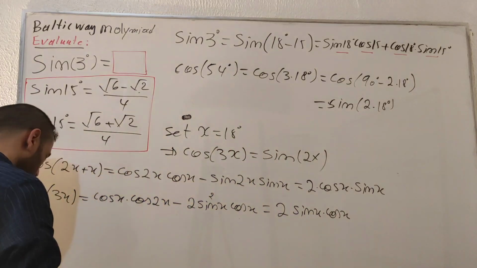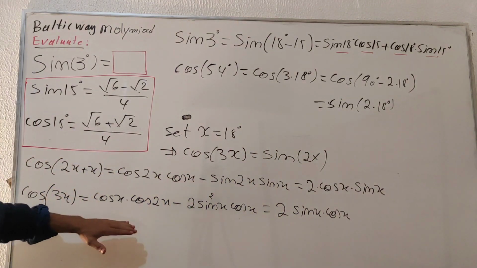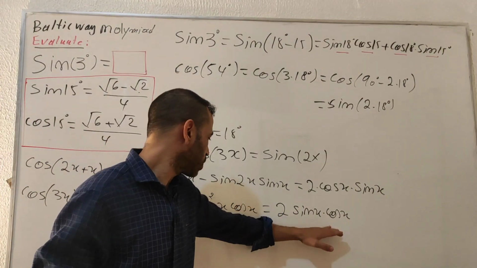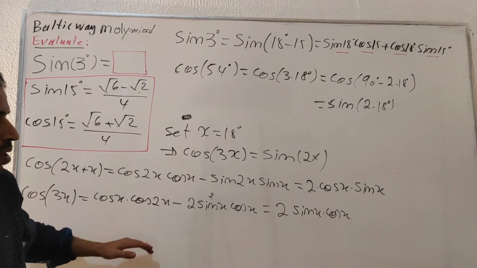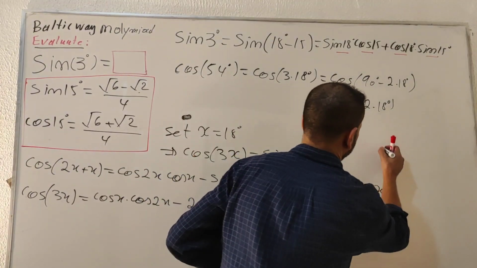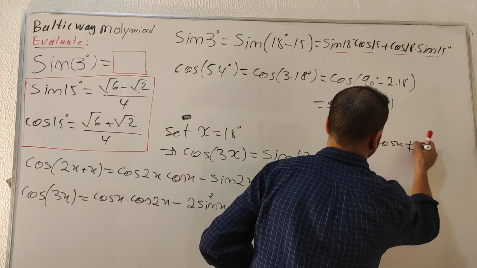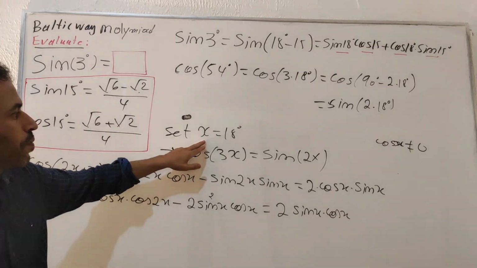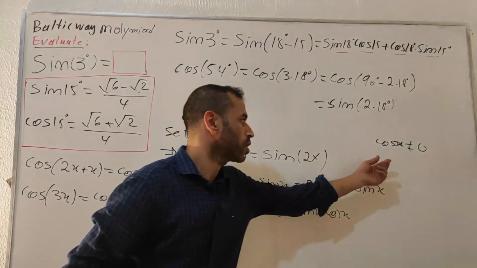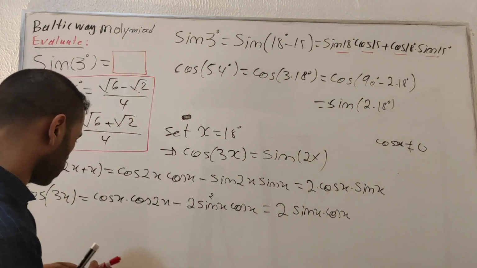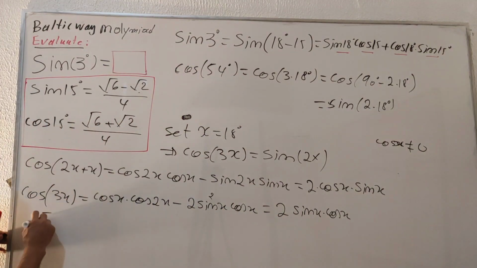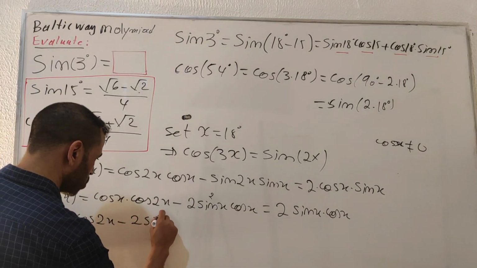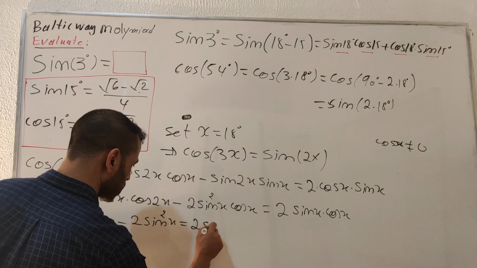Okay, so we get cosine x everywhere on both sides. We get cosine x here, here, and here, which means I'm going to divide both sides of this equation by cosine x. By taking this fact, cosine x is different than 0, because we are going to replace x with 18 degrees, you will get this one positive. Okay, so I will be ended with this expression, minus 2 sine square x equals 2 times sine x.